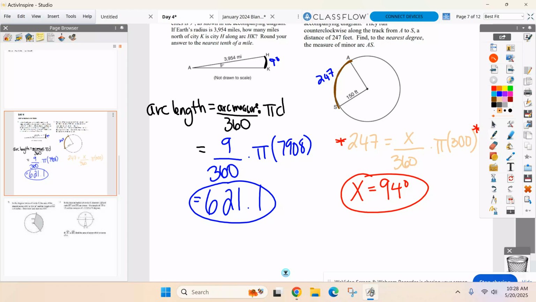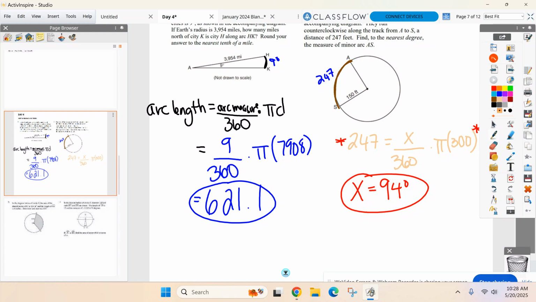But you cannot go right to the answer 94 degrees, because we don't know if you know what you're doing or just have good eyesight. You catch my drift? Okay? You just have good eyesight with the person to your left or to your right. So you do need to show what you substitute in.